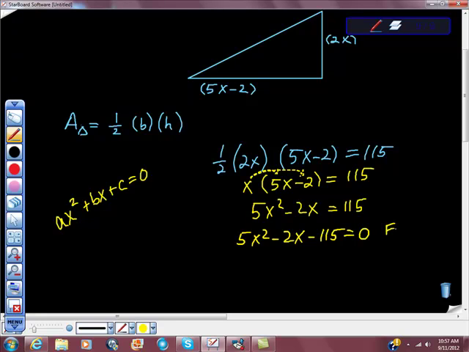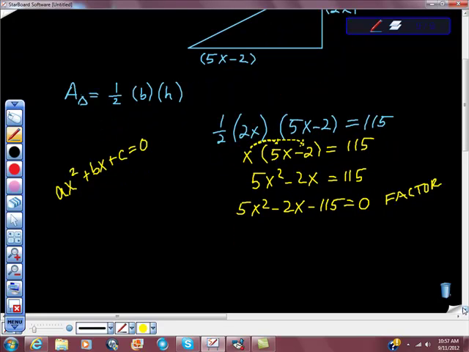Now we're going to try to factor this. And 115 does not have a ton of factors. So when I factor this out, we got 5x, because 5 is prime, so we know that this has to be 5x and this has to be x. And then from here, we just need to think about this a little bit. So I got plus 23 and minus 5 is equal to 0.